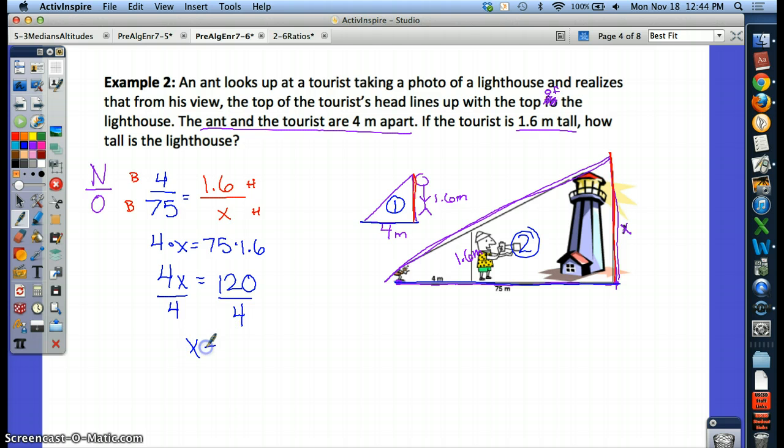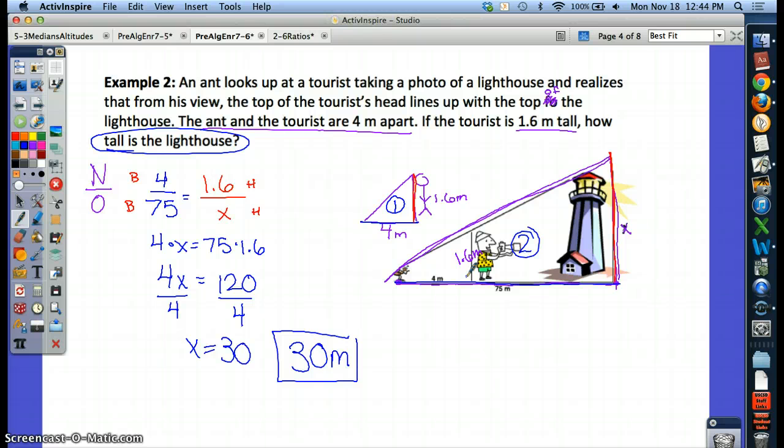So we have x is equal to 30. Now what did the question ask for? The question asked, how tall is the lighthouse? So I need to put a unit to my answer. My lighthouse is 30 meters. The units will match what you're talking about in the picture. All of these were meters, so your answer is going to be in meters as well.